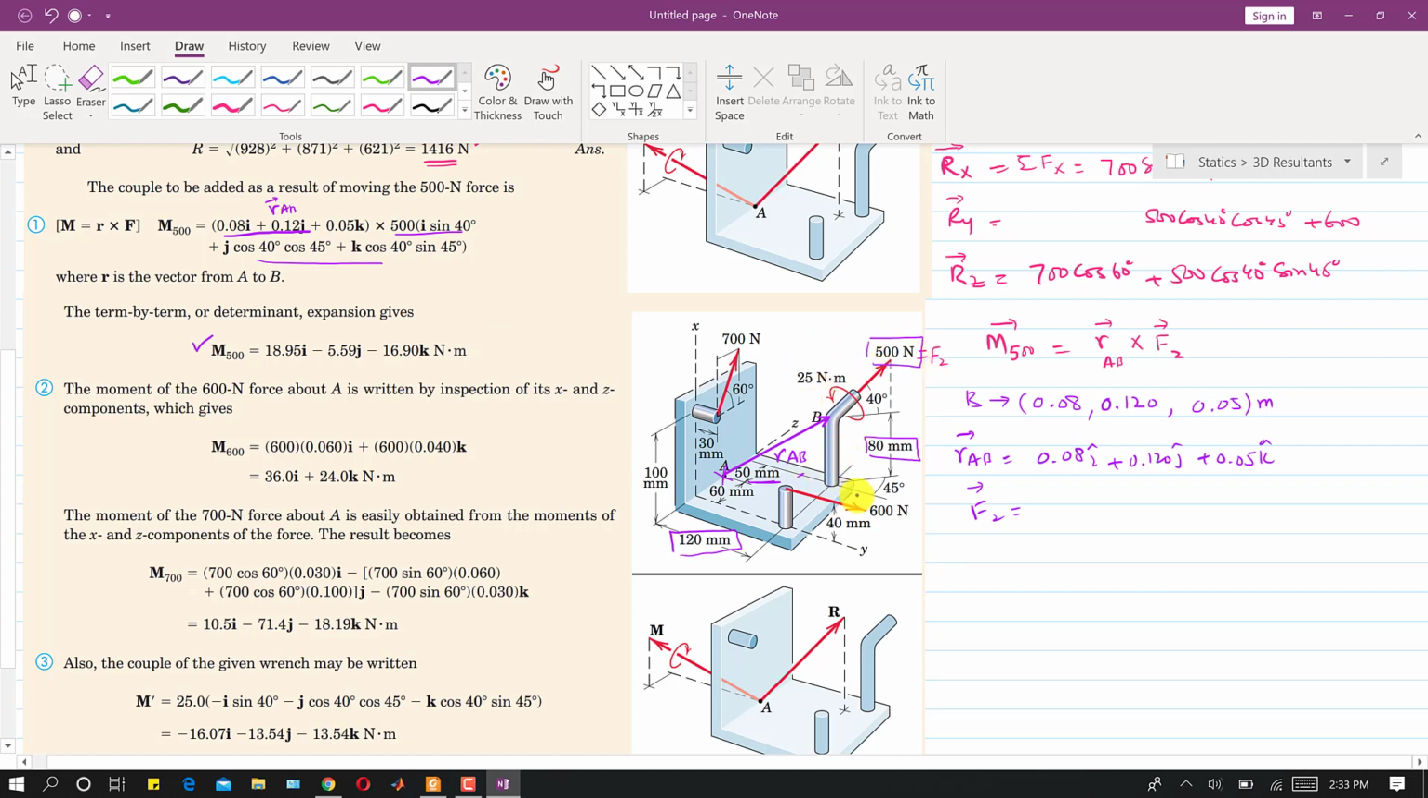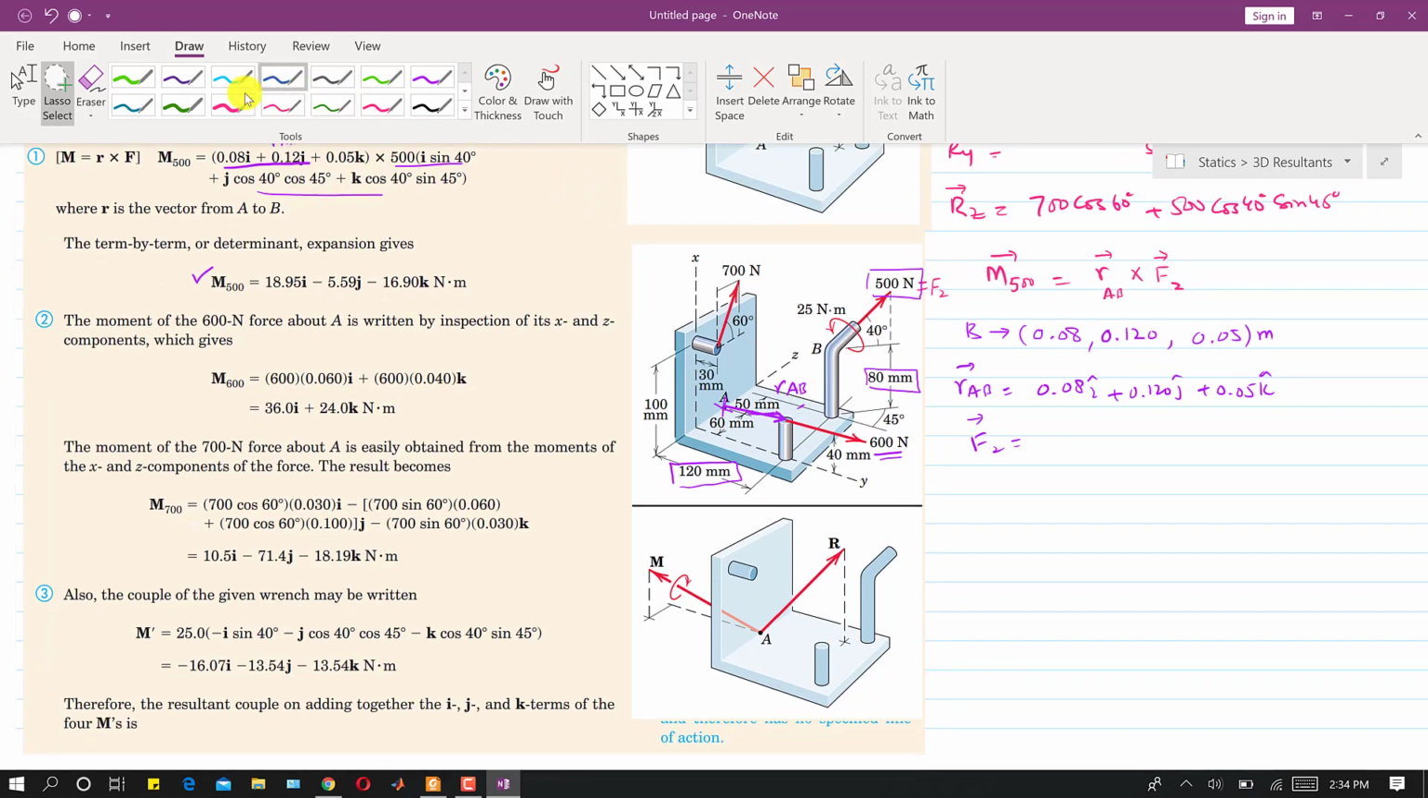Now we will find the moment due to this 600 Newton force. So to find the moment by this 600 Newton force, again we will define our R vector. So let's suppose this is my R vector for this, so then we will find the coordinates of this point. Let's suppose that this point is C. So we will find the coordinates of this point C, and we will take the cross product, right?